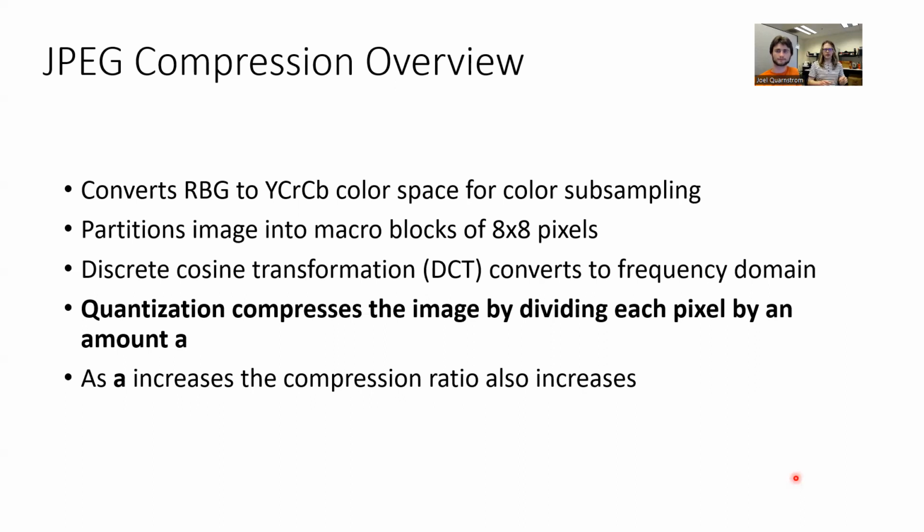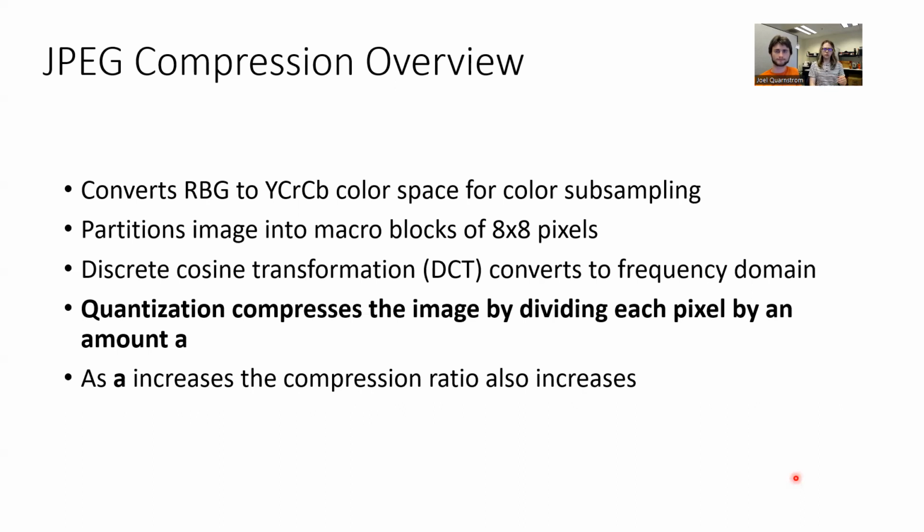Then JPEG takes each one of these color channels independently and partitions them into what are called macroblocks of 8 by 8 pixels, and then performs that same discrete cosine transform, the DCT, to convert them into a real valued frequency domain representation. Up to this point, the entire JPEG process has been a completely lossless and reversible process. This next step, quantization, is where the actual compression comes from, and where, in fact, the techniques for image forgery detection can come into play.